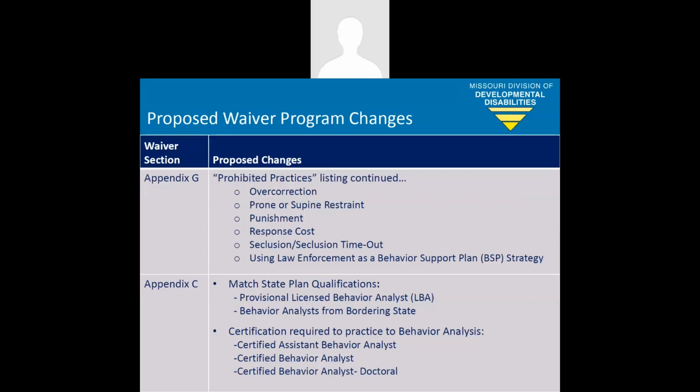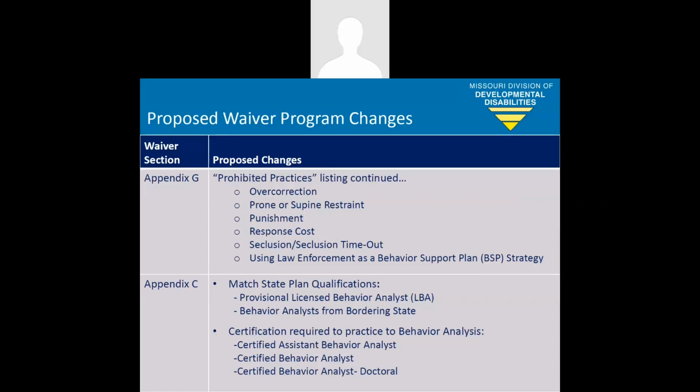Beyond this, we've made changes in Appendix C as it relates to the practice of applied behavior analysis. The first change was to match state plan qualifications for individuals who are providing services. We've included a provisional licensed behavior analyst situation where individuals who have completed their didactic coursework, but still may have field work or clinical experiences remaining in their education, would be able to apply for and acquire a provisional licensure for behavior analyst position as long as they are under the supervision of a fully licensed behavior analyst. We have also changed it to align with the state plan so that behavior analysts from bordering states can provide applied behavior analytic services here in the state of Missouri.